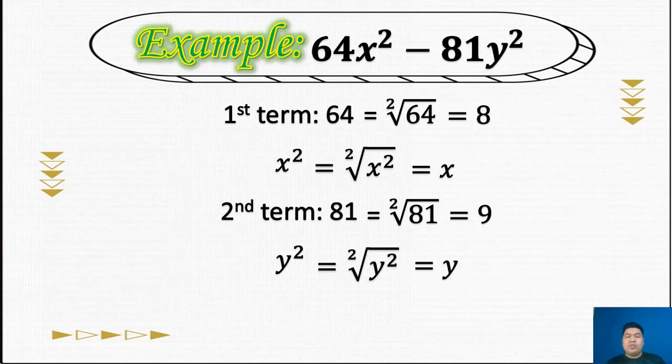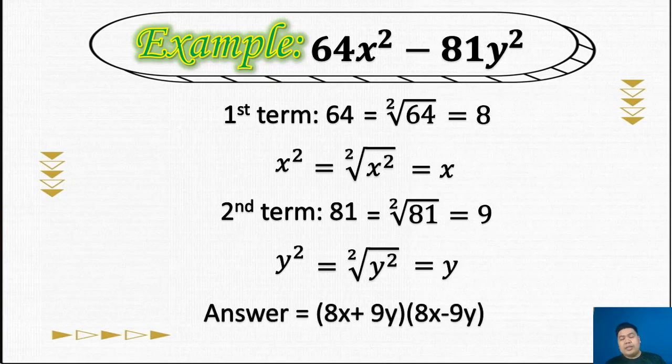Then, for the first term, we have 8x. And for the second term, we have 9y. So, for the last step, we will add the subtraction and addition sign. So, for the final answer, we have 8x plus 9y, then 8x minus 9y. So, that's it.